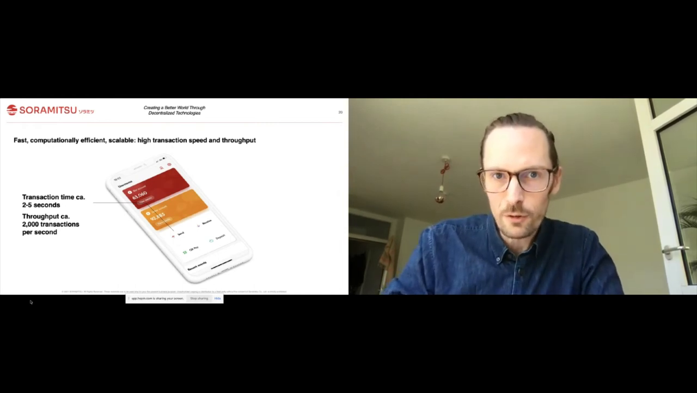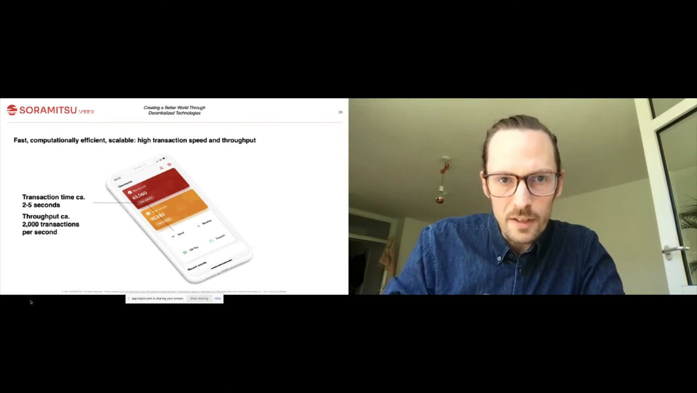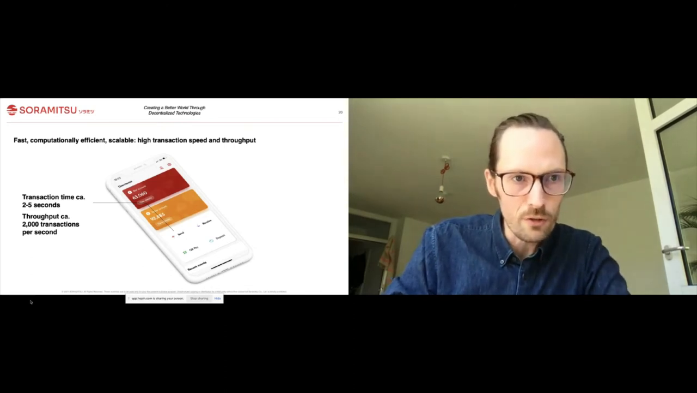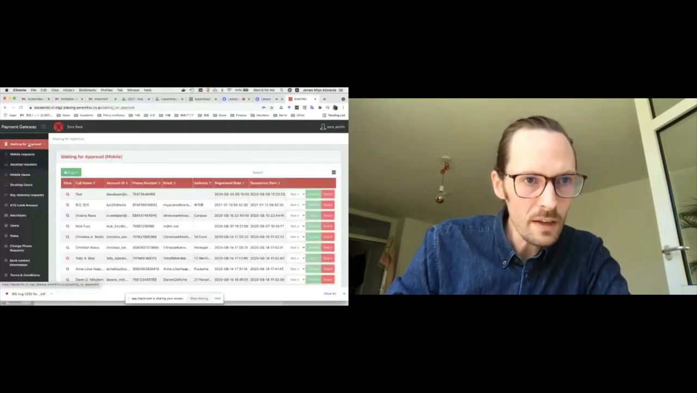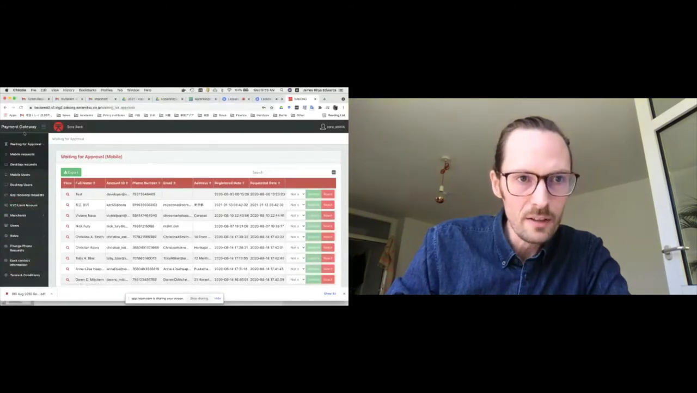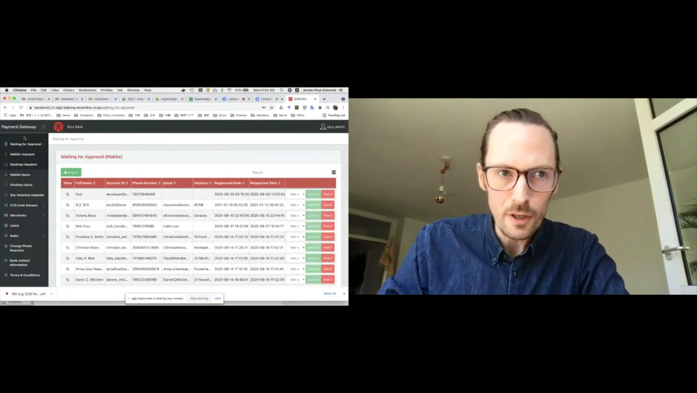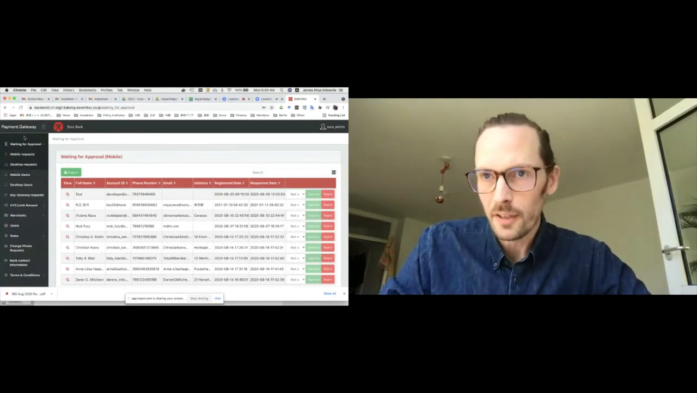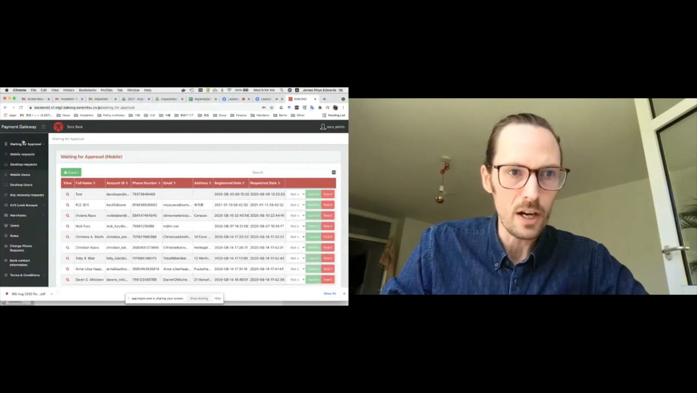And I wanted to show you quickly the desktop interface. This is the interface that a financial institution would see. And as you see over here, there's a menu of different kinds of operations. Right now I'm logged in as an admin or a manager. I could also log in as a teller, and then I would have a reduced menu of options.